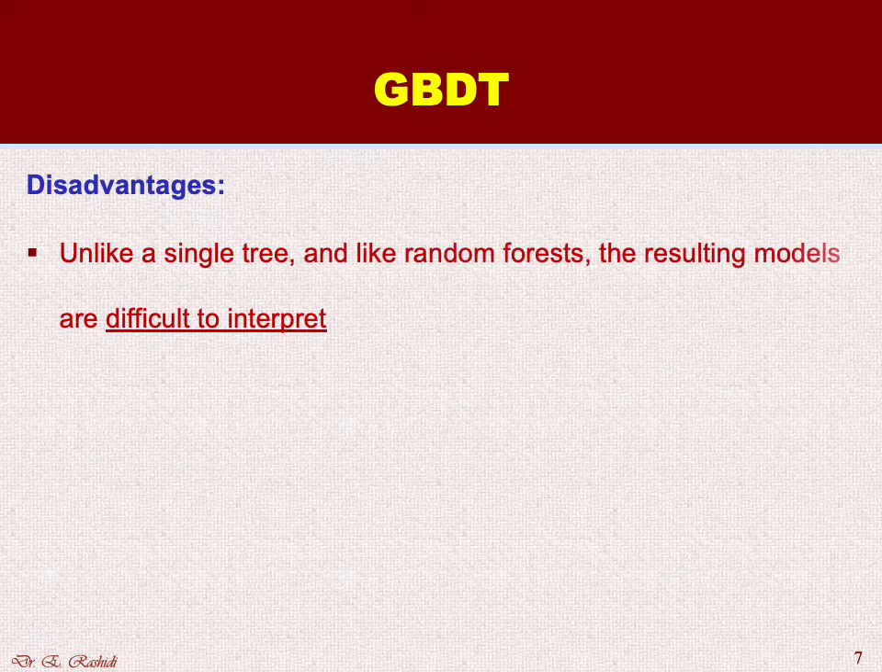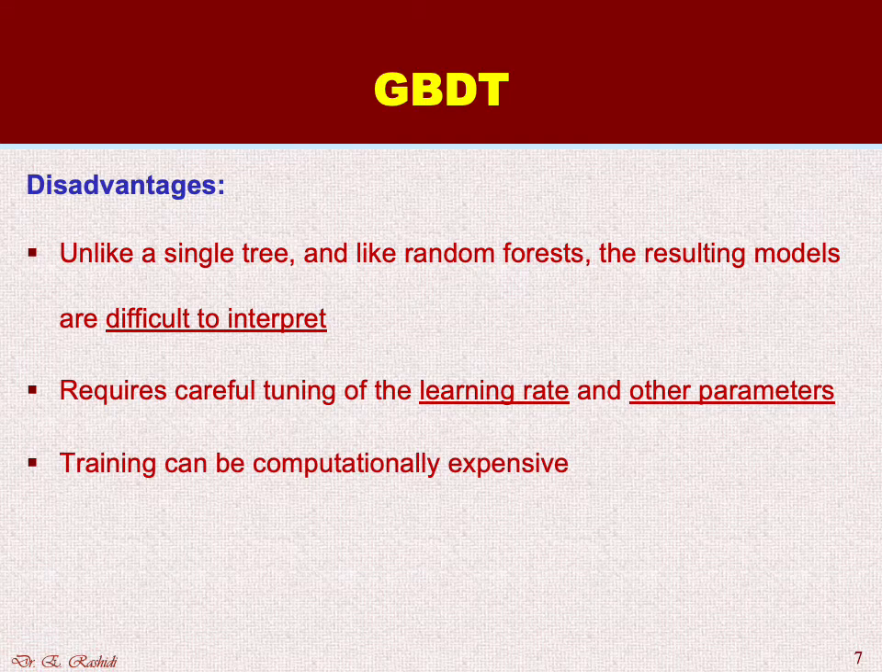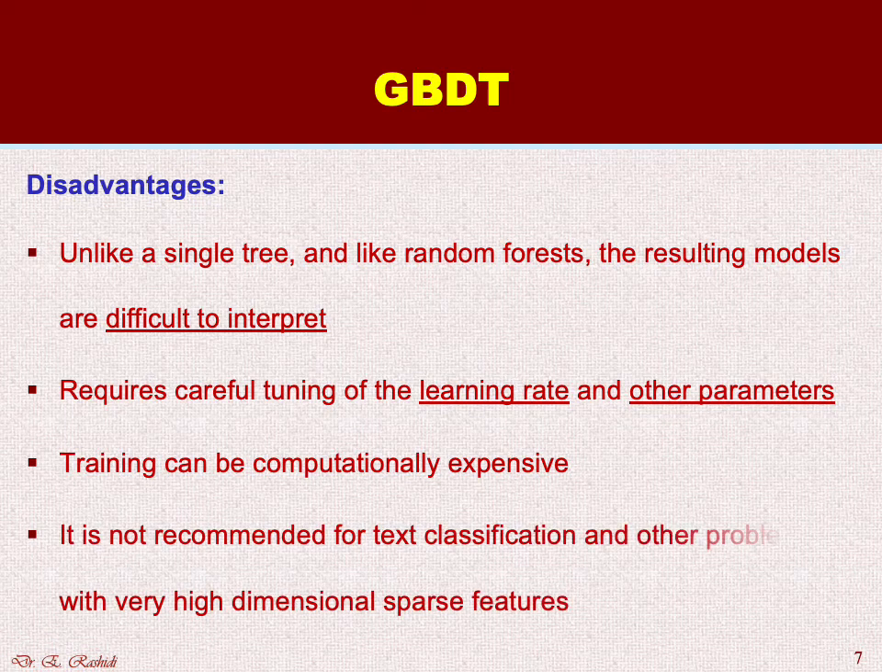The disadvantages of gradient-boosted decision trees. Unlike a single tree and like random forests, the resulting models of gradient-boosted decision trees are difficult to interpret. They require careful tuning of the learning rate and other parameters. Training can be computationally expensive. It is not recommended for text classification and other problems with very high dimensional sparse features.